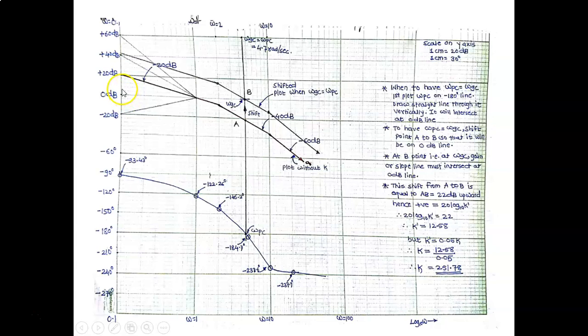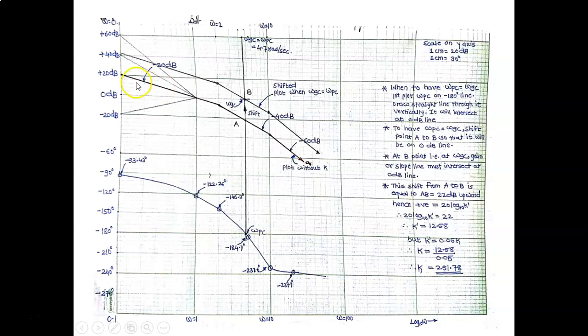Now this 0 dB line is there. The 0 dB line is a horizontal line and omega is equal to 1 like this. These two lines intersect at this point. From this, the value of K we do not know. Therefore, first of all we will plot the resultant graph without K, and then we will plot with K.